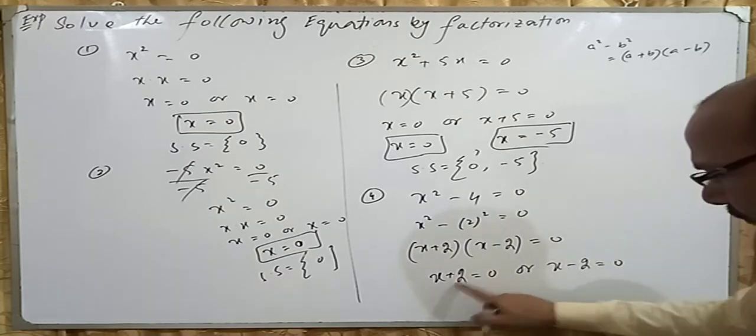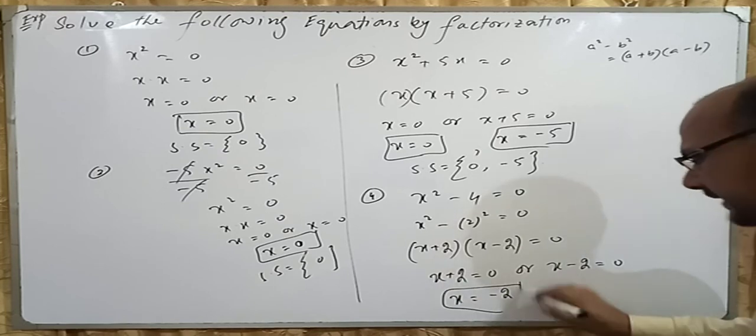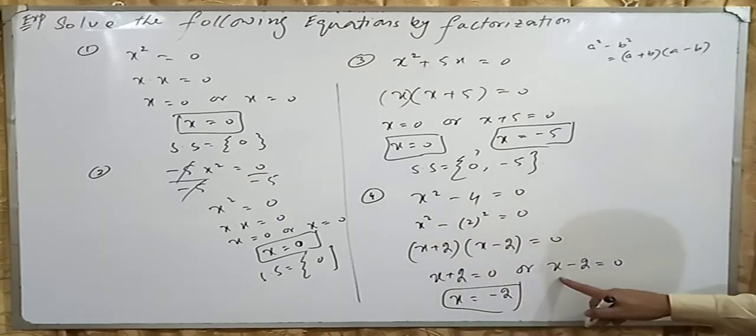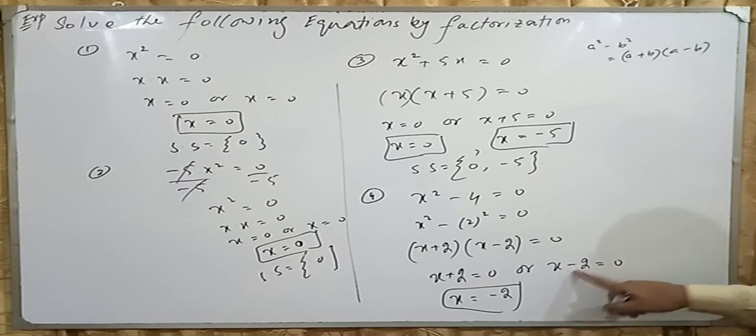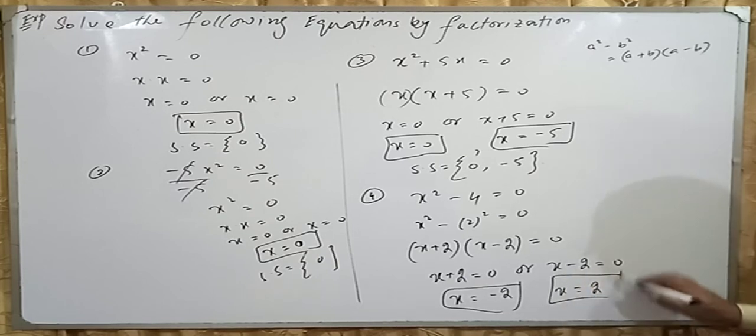Now if we shift 2 to the other side, it will become minus 2, because this is plus, it will become minus. And if you shift this minus 2 to the other side, it will become x equal to 2. It will become plus 2.